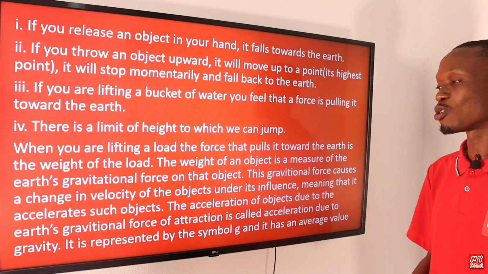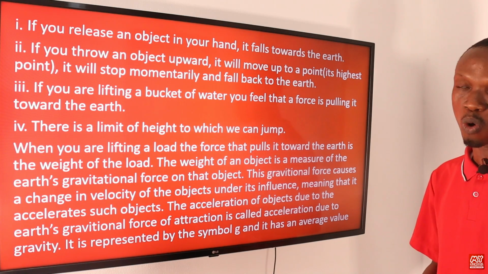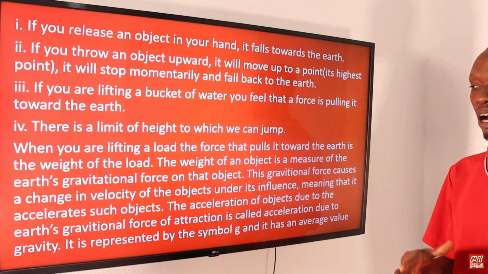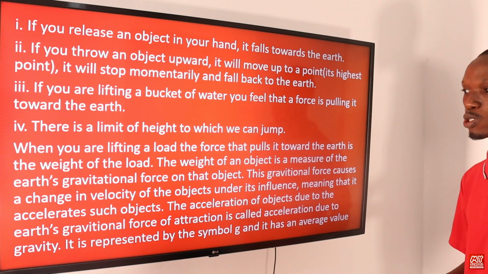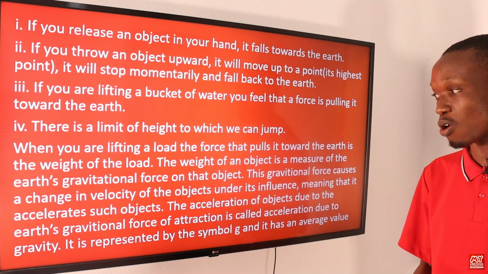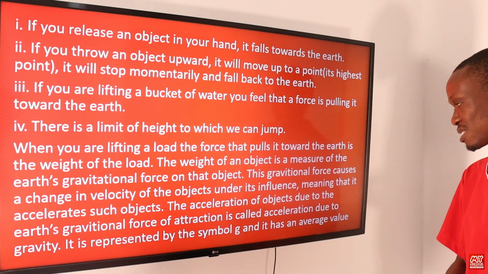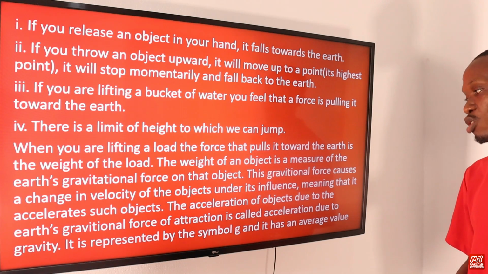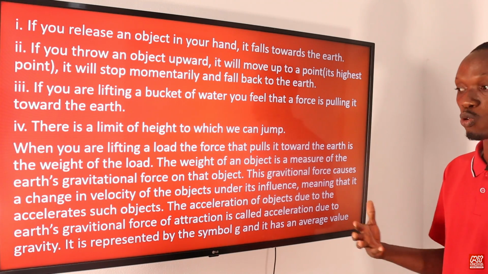When you are lifting a load, the force that pulls it towards the earth is the weight of the load. So the weight of an object is a measure of the earth's gravitational force on that object. This gravitational force causes a change in velocity of the object under its influence, meaning that it accelerates such objects. The acceleration of objects due to the Earth's gravitational force of attraction is called acceleration due to gravity.